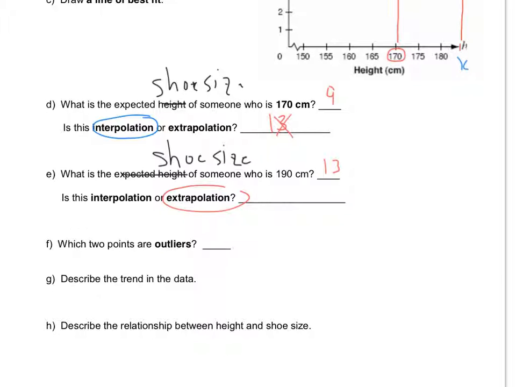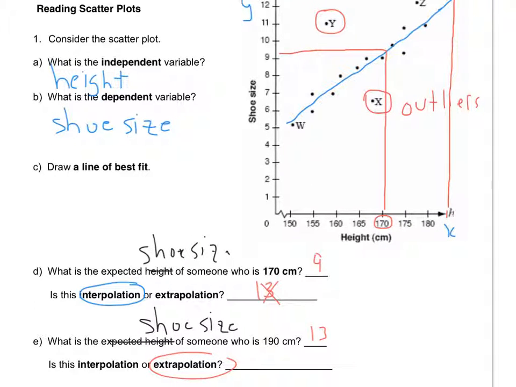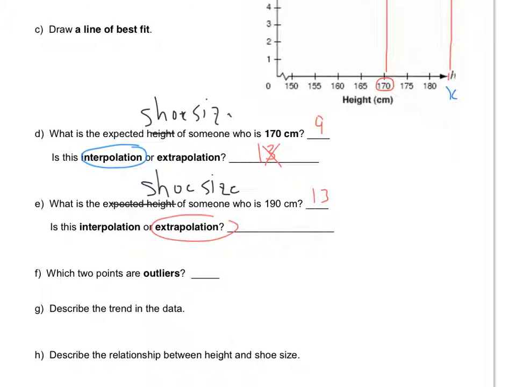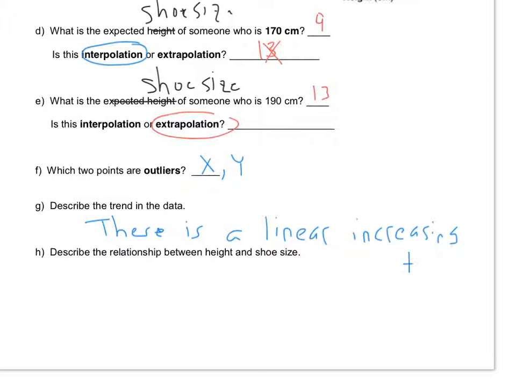Okay, so in part F, we're asked which 2 points are outliers. Well, we already discussed this. I circled them as Y and X because they are far away from the line of best fit. Describe the trend in the data in part G. So we will say that there is a linear increasing trend. So that's what you need to include when you're asked about the trends. Say if it's linear or non-linear, and say if it's increasing or decreasing. So here it is linear and an increasing trend.